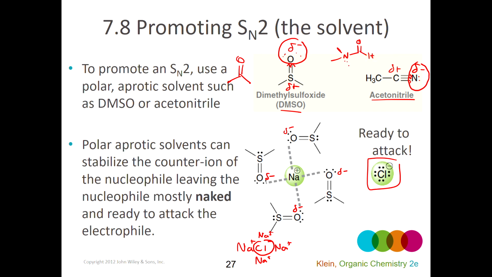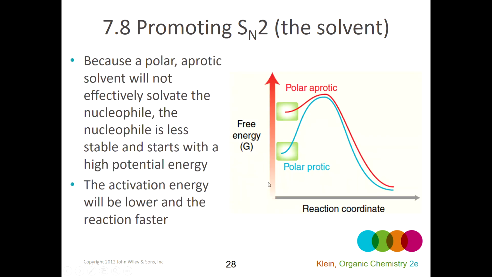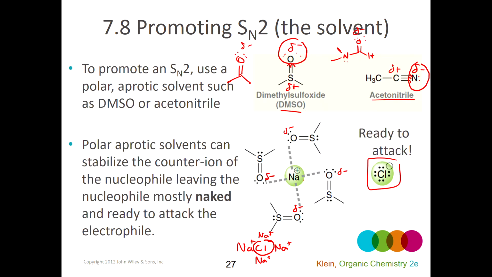Each of these solvents has a nice area of partial negative that's nice and exposed, that can surround the counterion and allow the nucleophile to get free from the counterion. And the fact that they are aprotic means that they don't have any hydrogens that are carrying an especially large partial positive. Where's the partial positive on each one of these? It's on the carbon, or the sulfur, or the carbon, or the carbon.